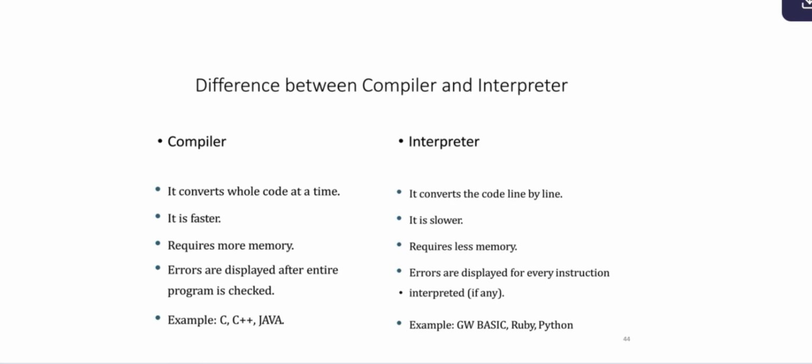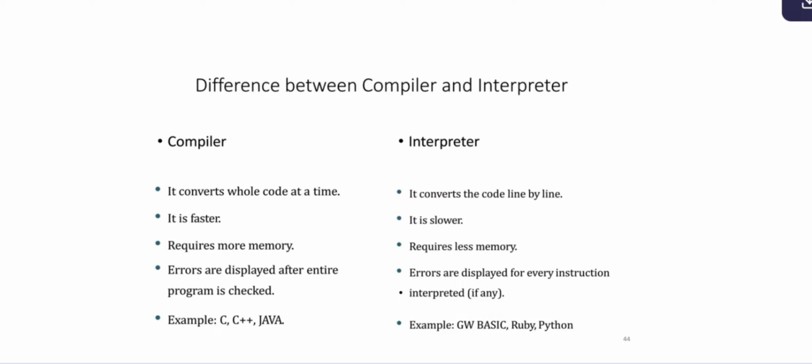Now the difference between a compiler and interpreter: the compiler converts a whole code at a time. Like I said, it is faster, right, and requires more memory. Errors are displayed after entire program is checked. An example of compilers are C, C++, and Java. Those are examples of compilers.